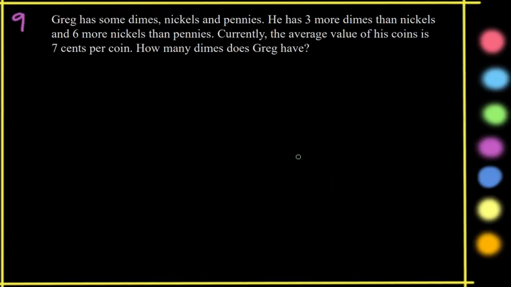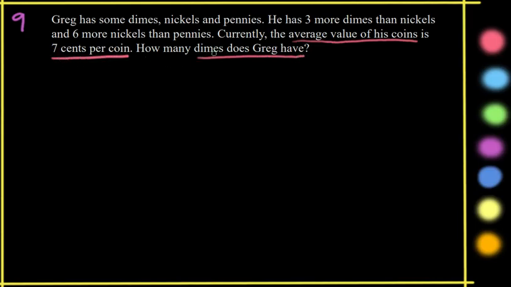Okay, let's go on to number 9. Number 9 says Greg has some dimes, nickels, and pennies. He has 3 more dimes than nickels and 6 more nickels than pennies. Currently, the average value of his coins is 7 cents per coin. How many dimes does Greg have?